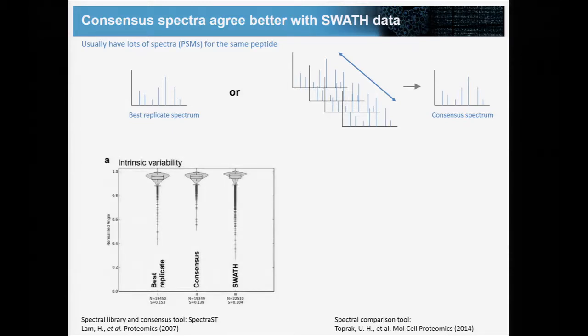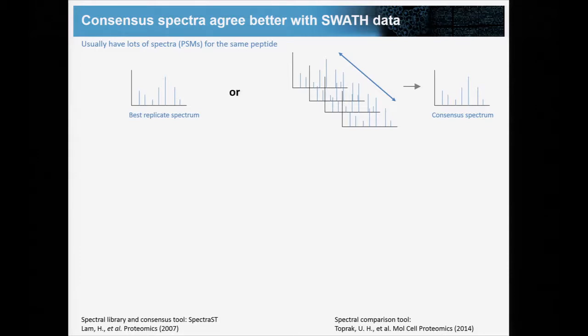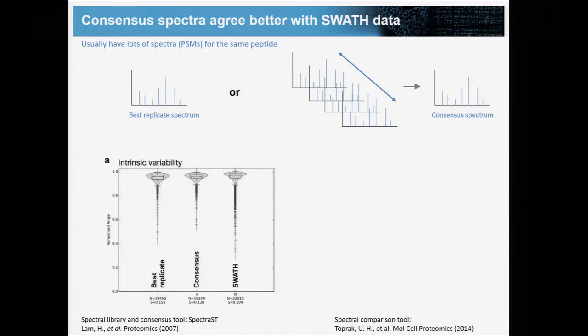So this is what I just mentioned about the idea of either taking the best replicate spectrum, which I think is what Skyline does, or the consensus spectrum, which is more like what we have in our workflow. We've done a few comparisons of this using this tool. Actually, in the end, in the comparisons we've done, the differences are not huge.